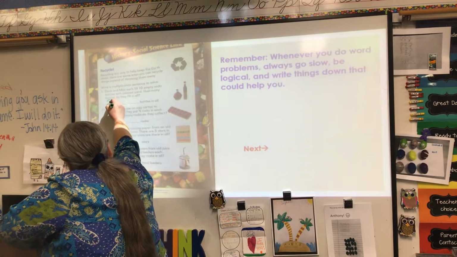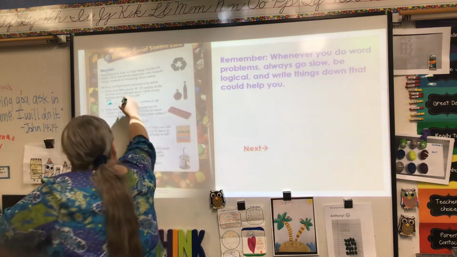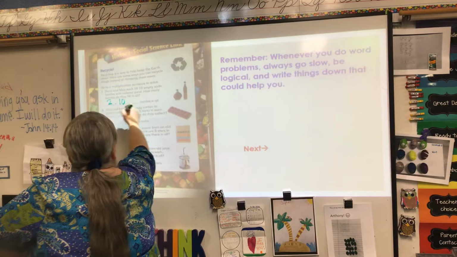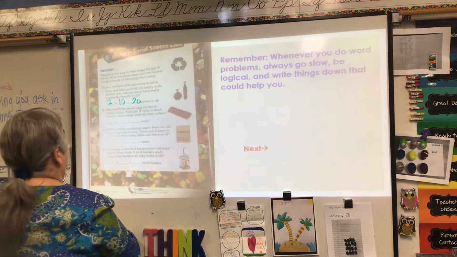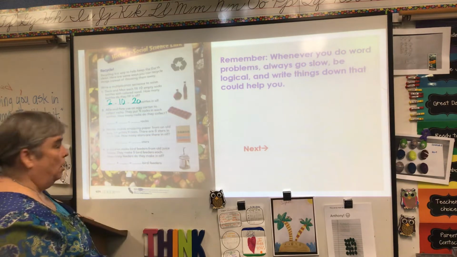There's two equal groups, and in each group, there are 10. So 2 times 10 is 20 bottles in all. Okay, I'm going to the next problem.